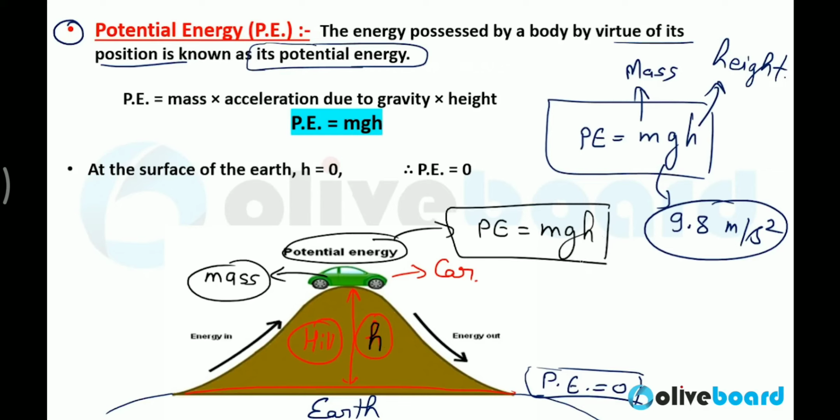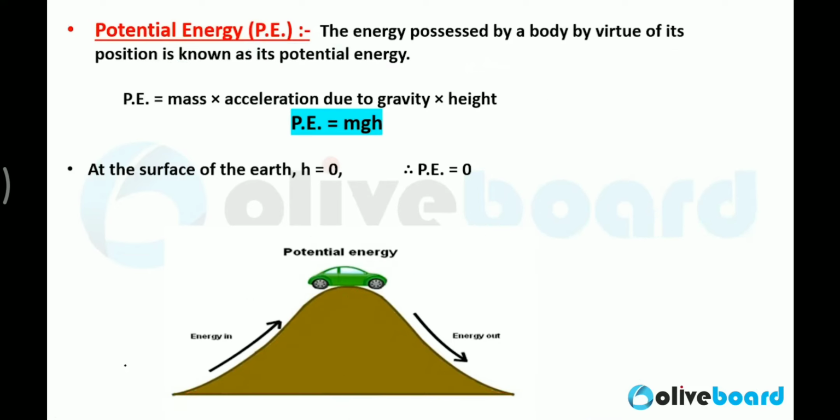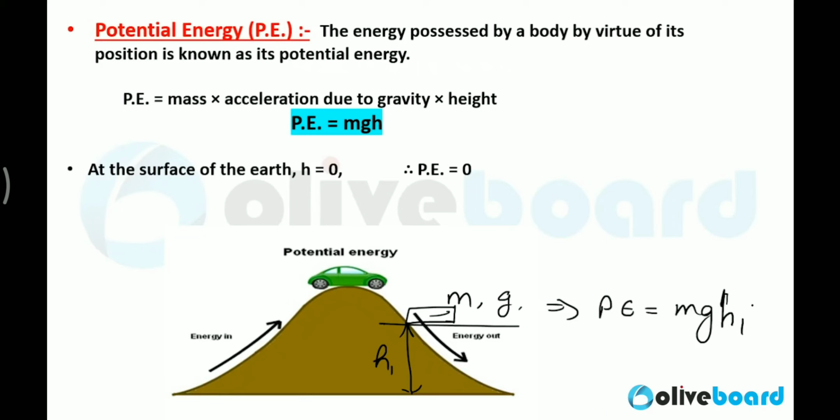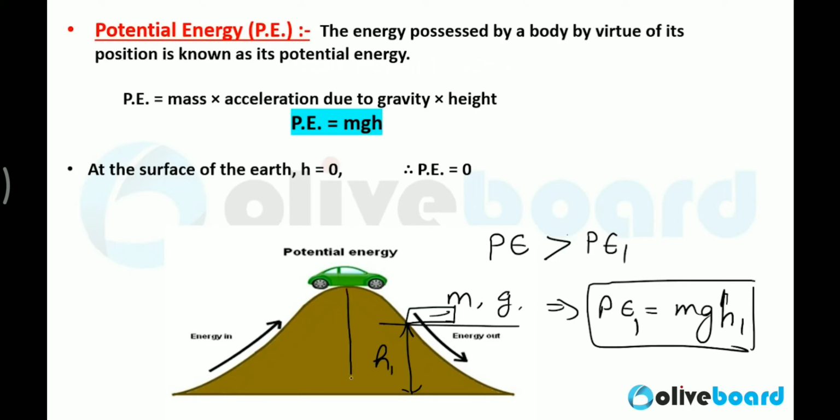Potential energy is mg and h. Now the car came to this position. Again the mass is m and acceleration due to gravity is constant, but now the height of this car has changed and it is h1. So what is the potential energy here? It will be mgh1, and this potential energy will be less than the original potential energy when the car was at height h.